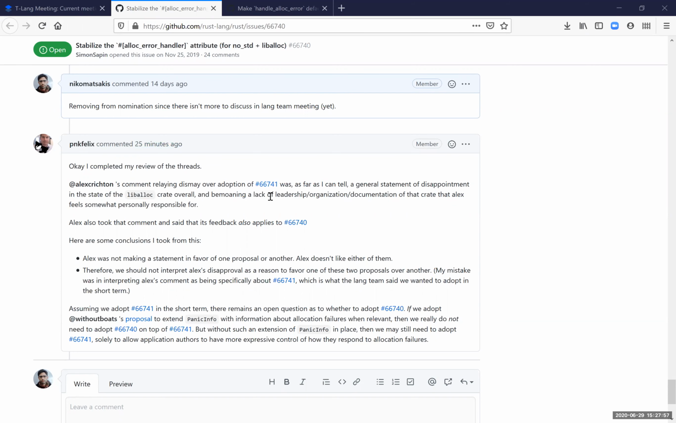Okay, so I think we agree with that. The only question then is, do we just not stabilize the full error handler and wait for someone to actually ask for that for a reason that is not, I want to use this crate? I think that makes a lot of sense. Just wait till somebody asks for it. Okay, I think that sounds reasonable.